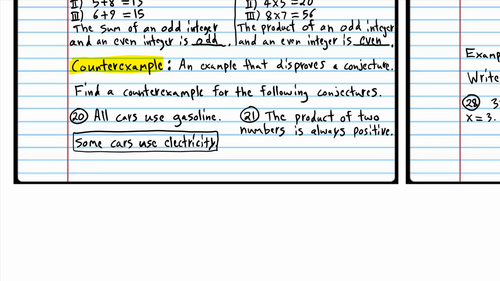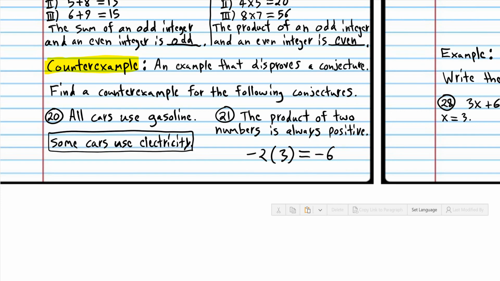All right, so see if you can come up with a counterexample for number 21, and when you come back, we'll do it together. All right, we're back. The product of two positive numbers is always positive. So it is true that 2 times 3, those are two positive numbers, and the product is positive. It's also true that -2 times -3 is going to be positive. So if you multiply two negative numbers, that's going to be positive. But it's not true that if you multiply a negative number and a positive number, that's going to be positive. That's going to be negative.